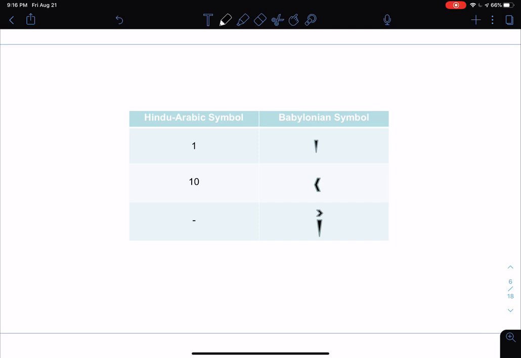It's pretty similar. But there's my thin wedge for 1. There's the thicker wedge for 10. And then they could do subtraction too. To me that looks kind of like a torch where the flame's shaped like an arrow, like an Olympic torch. But that's the closest I could come to their subtraction symbol. All right, so let's see how this would work.